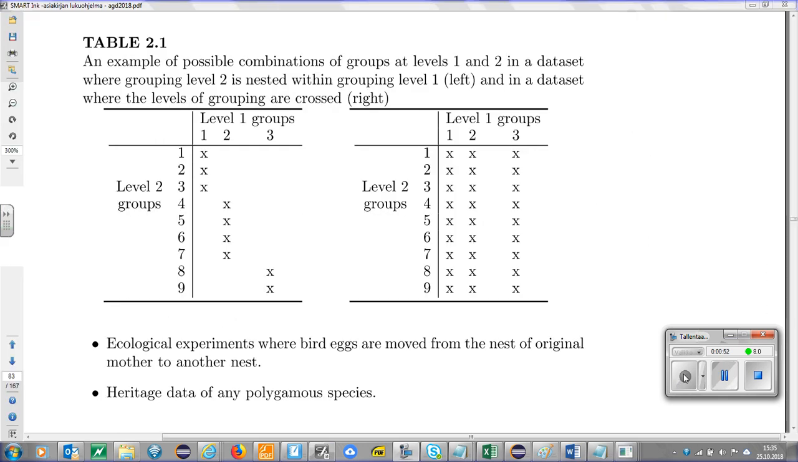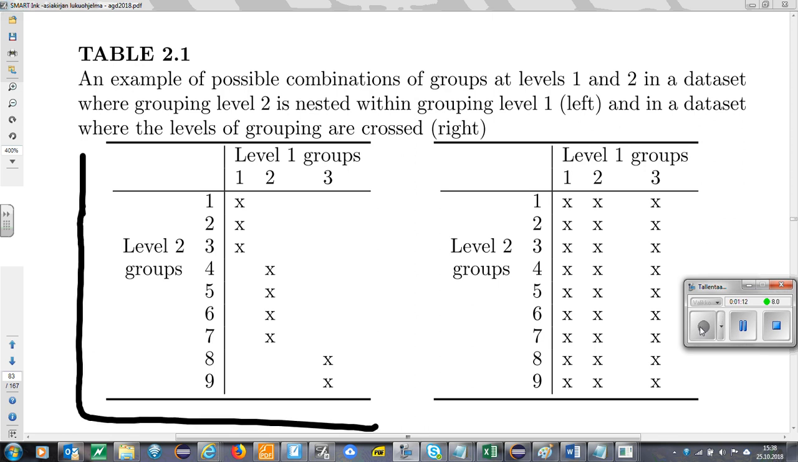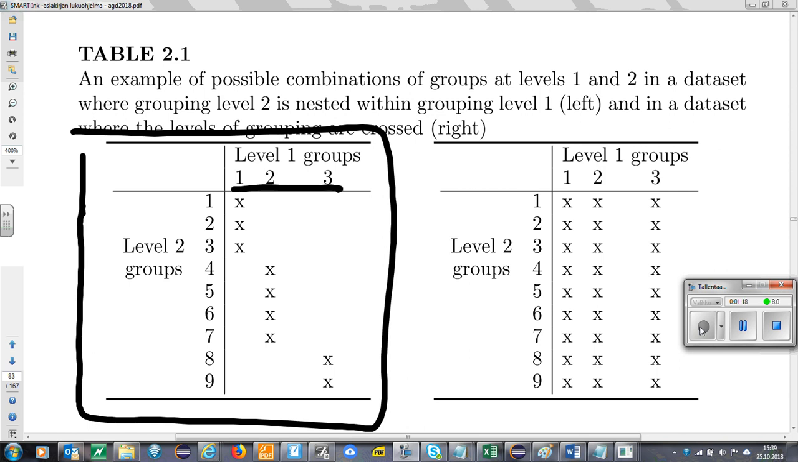Recall this schematic illustration we discussed already a couple of weeks ago. If we have a nested grouping structure, then we can illustrate it this way, and it shows that we have the level 1 groups. In this case we have these three groups, groups 1, 2 and 3. Members of subgroups 1, 2 and 3 belong always to group 1. Members of subgroups 4 to 7 belong to group 2, and members of subgroups 8 and 9 belong to group 3.